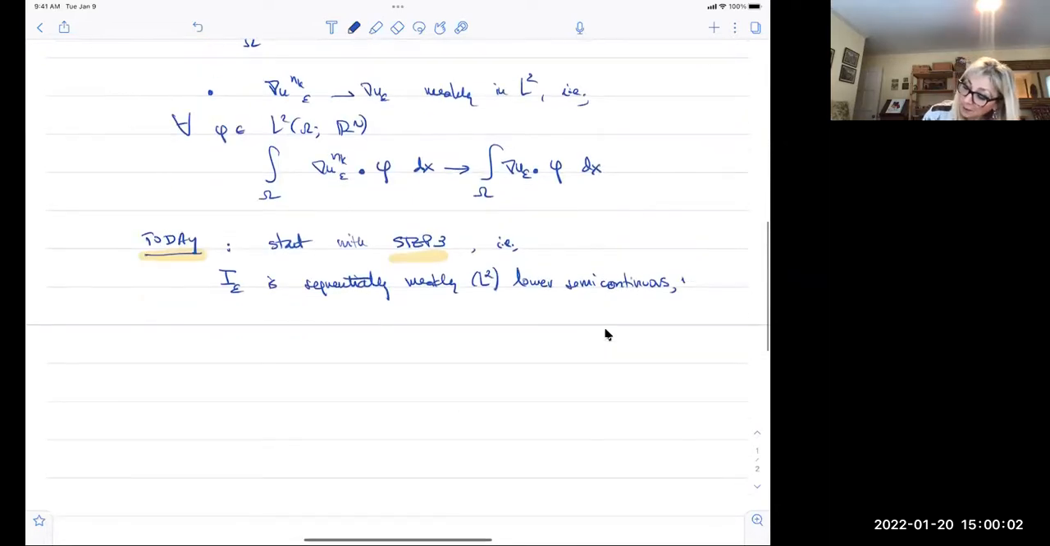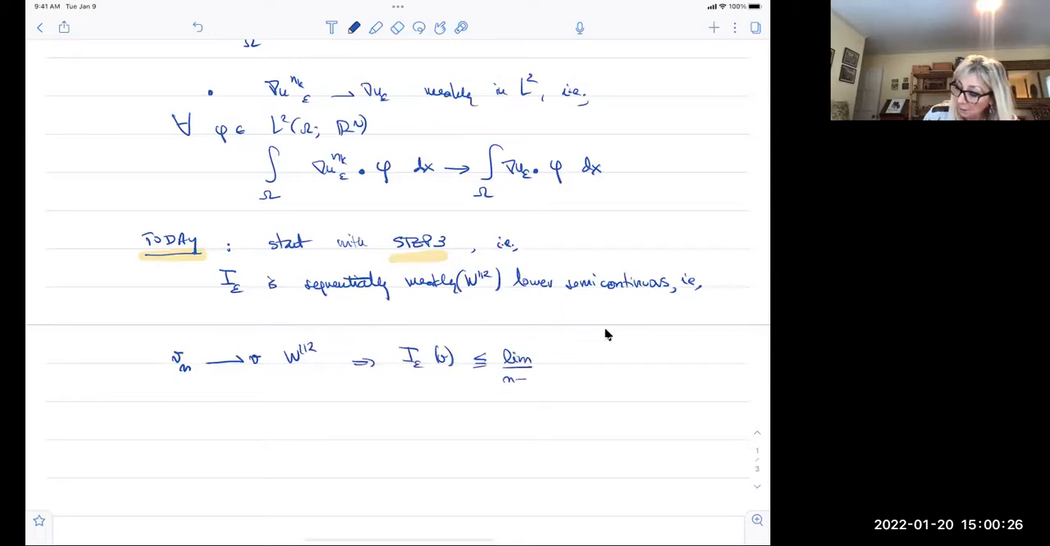And again, that means that anytime you have a sequence v_n that converges to v, it's actually W^{1,2}, sorry, not L2, it's W^{1,2} weak, then I_epsilon of v should be below the liminf as n goes to infinity of I_epsilon of v_n. Epsilon is fixed. Eventually, I'm going to let epsilon go to 0, but not yet.